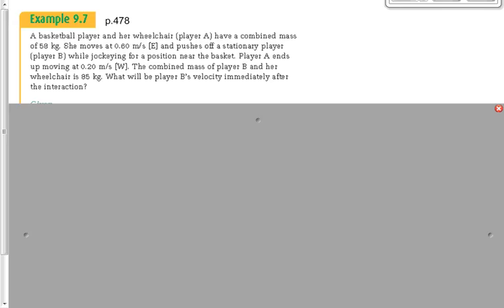Question says, a basketball player and her wheelchair, player A, have a combined mass of 58 kilograms. She moves at 0.6 meters per second to the east and pushes off a stationary player, player B, while jockeying for position near the basket. Player B is massive. Immediately after the interaction.